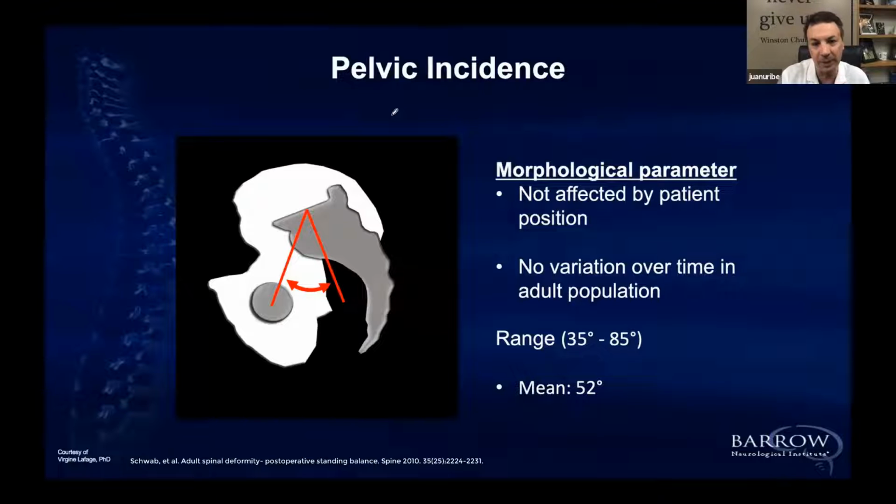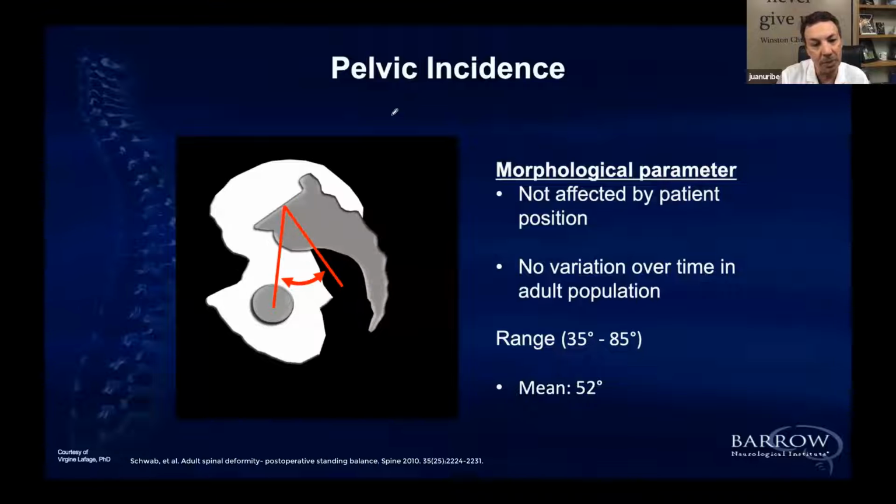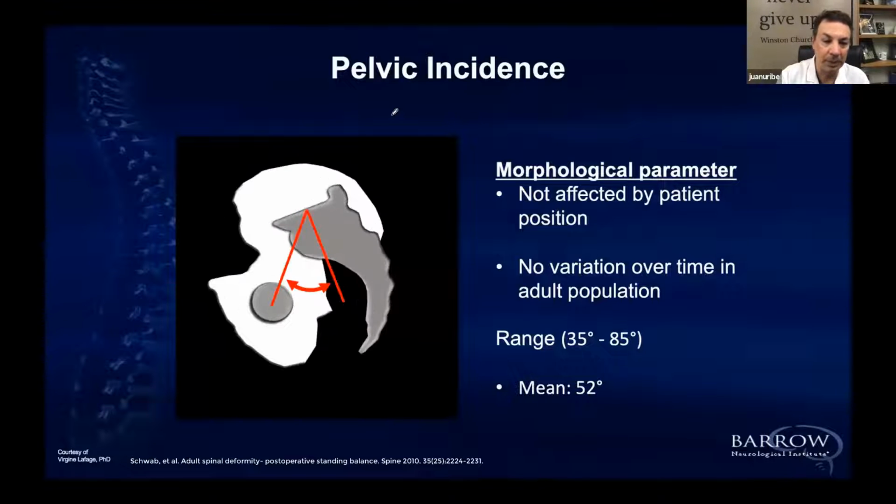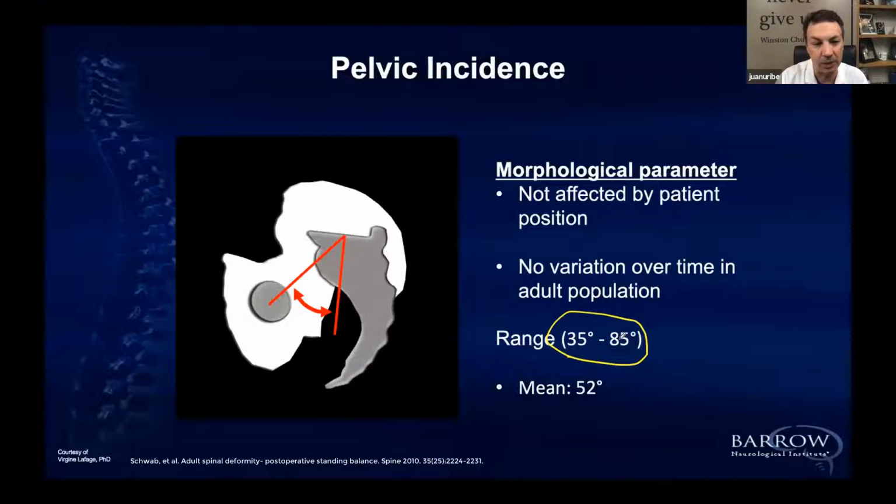Don't forget the pelvic incidence is a fixed parameter, as you see here. No matter how you move your pelvis, anteroverted or retroverted, the pelvic incidence is a fixed parameter. There is a range: less than 40 is a low pelvic incidence, more than 60 is a high pelvic incidence. So say 40 to 65 is the normal range. And what is interesting is that there is no variation of the pelvic incidence as you age.